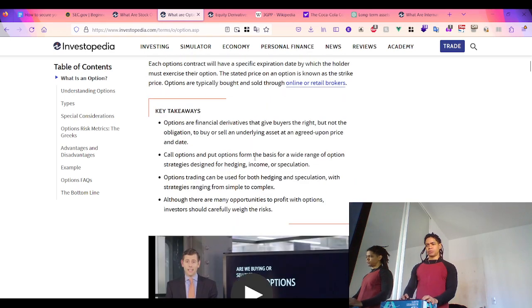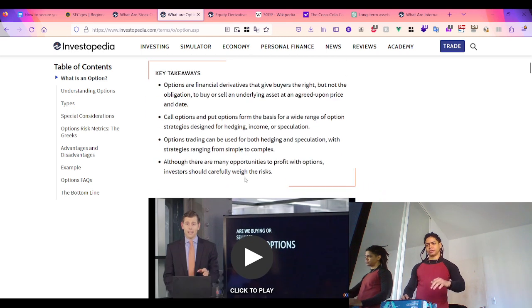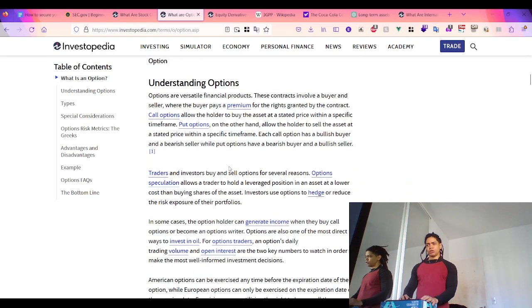Call options and put options form the basis of a wide range of option strategies designed for hedging, income, or speculation. And most of the time it's for speculation. Option trading can be used for both hedging and speculation, with strategies ranging from simple to complex. Although there are many opportunities to profit with options, investors should carefully weigh the risk. Understanding options. Options are versatile financial products. This contract involves a buyer and a seller, where the buyer pays a premium for the rights granted by the contract.